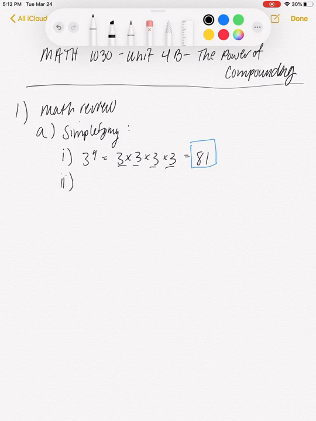Roman numeral 2, 5 to the negative 2 power. The exponent is negative, and how we simplify this is that we put the expression in the denominator of a fraction. And that will change the sign from negative to positive. And we simplify 5 squared as 5 times 5, which is 25.